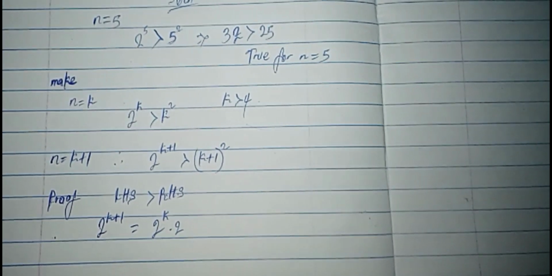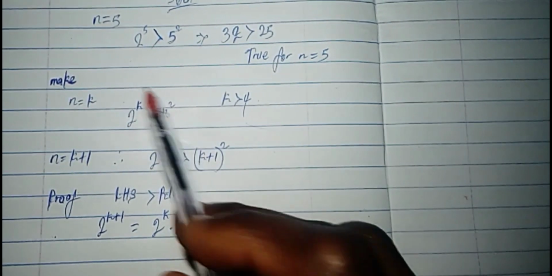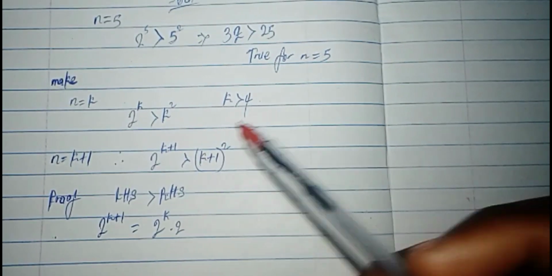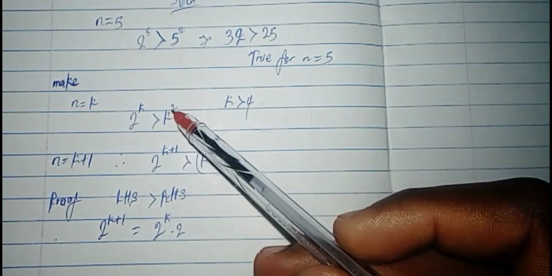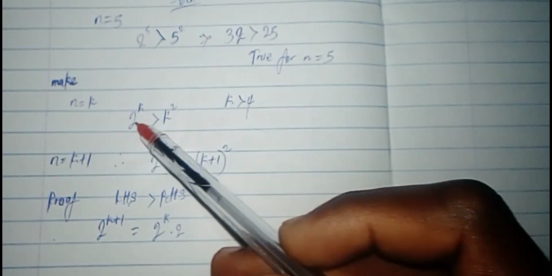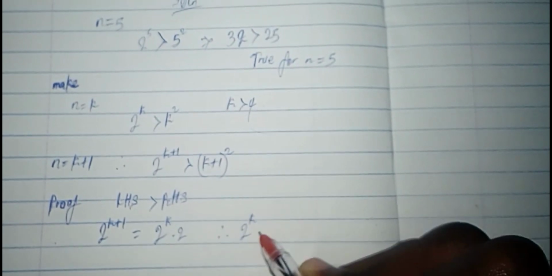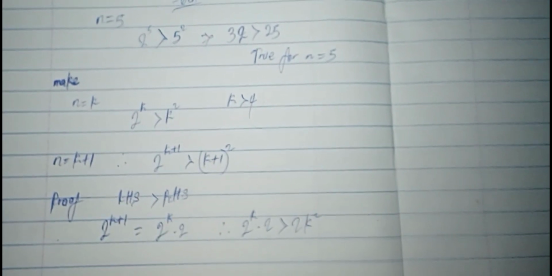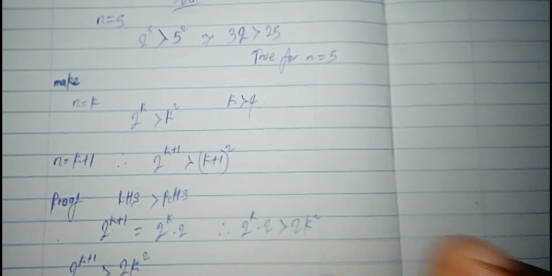So if that is true, that implies that from the induction hypothesis, where 2 raised to power k is greater than k squared, we can say that by multiplying both sides by 2, this therefore is 2 raised to power k times 2 greater than 2k squared. Therefore, we can say that 2 raised to power k plus 1 is then greater than 2k squared.